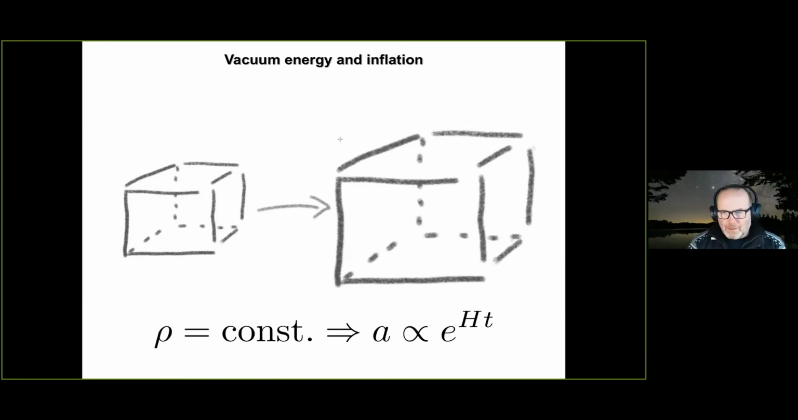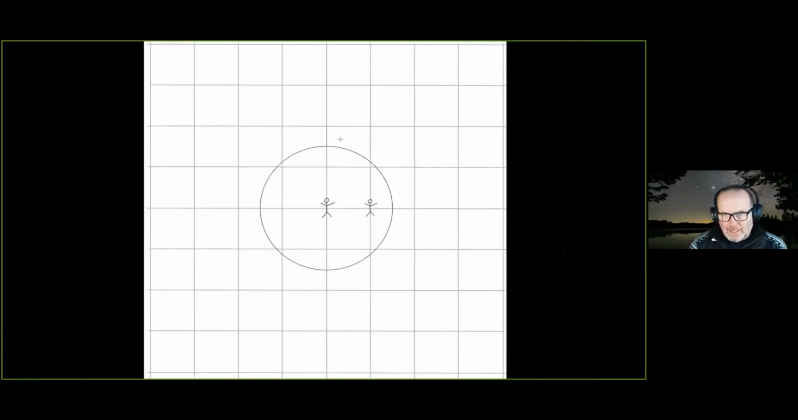This exponential expansion, or any accelerating expansion, has unique properties of the horizon. Before, remember, I showed you that the horizon grows with time, that an observer sitting in the universe sees more and more and more of the universe as time goes along. In an accelerating universe, exactly the opposite happens. You see less and less and less of the universe.